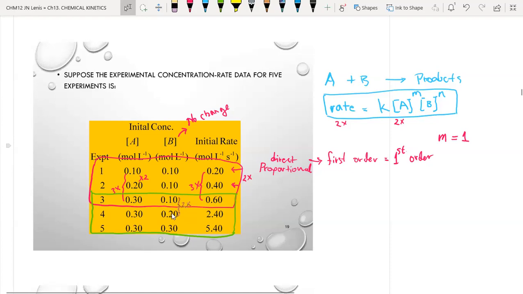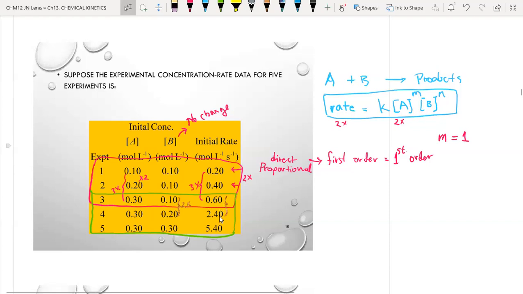On experiment number 4, we increase the concentration of B 2 times compared to experiment number 3. Let's see how that change affected the speed of that reaction. Here, what happened with the new concentration, new rate? The rate went from 0.60 to 2.40.